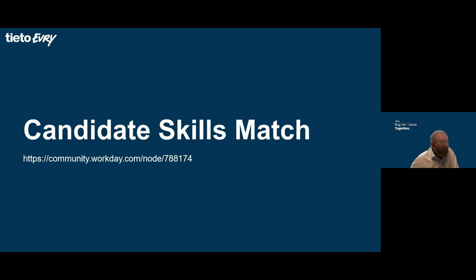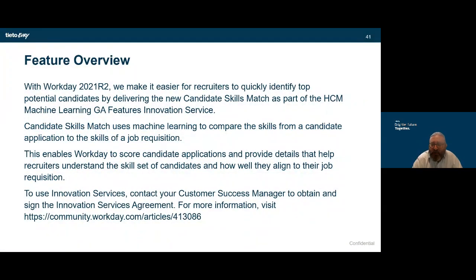So, a bit of machine learning, candidate skills match. With this release, we can now utilise Workday's machine learning GA feature to score the candidates against job requisitions. So candidate skills match uses details from job requisitions and matches these against candidates' applications to give us a score for each application. And just to call out here, you need to sign an innovation services agreement to use skills match, and I've included here a community link to that ISA as well.